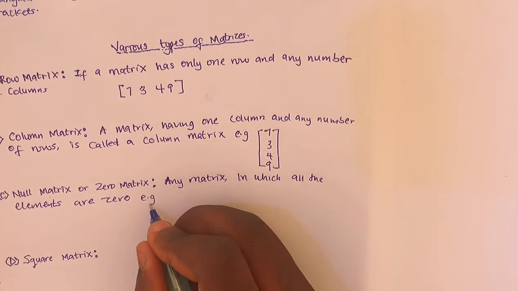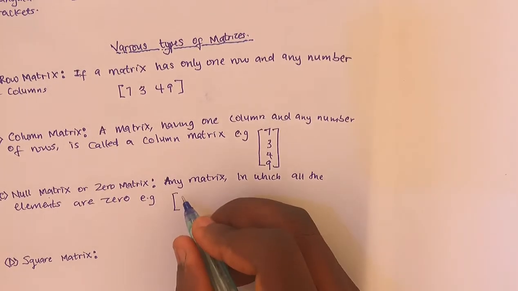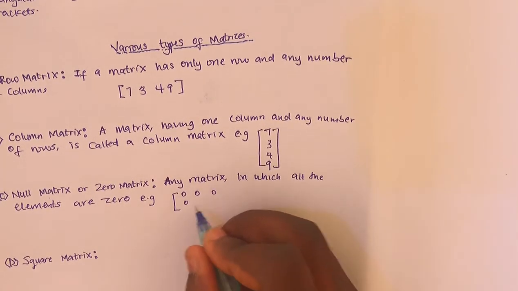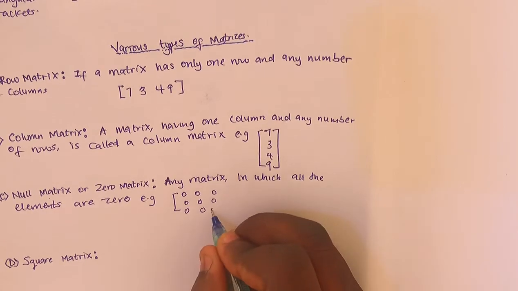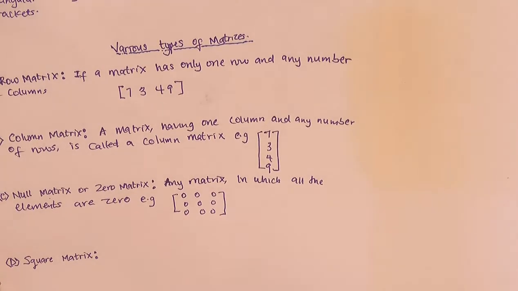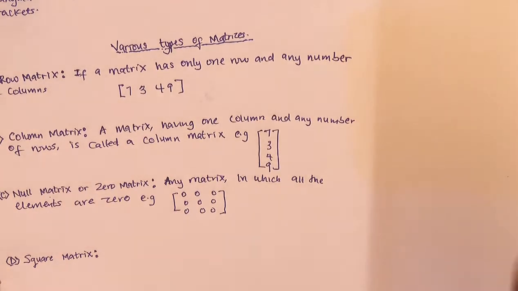For example, let's say we have something like 0 0 0 0 0 0, 0 0. So this is an example of zero matrices. Any matrix in which all the elements are zero is known as a null matrix, or zero matrix.